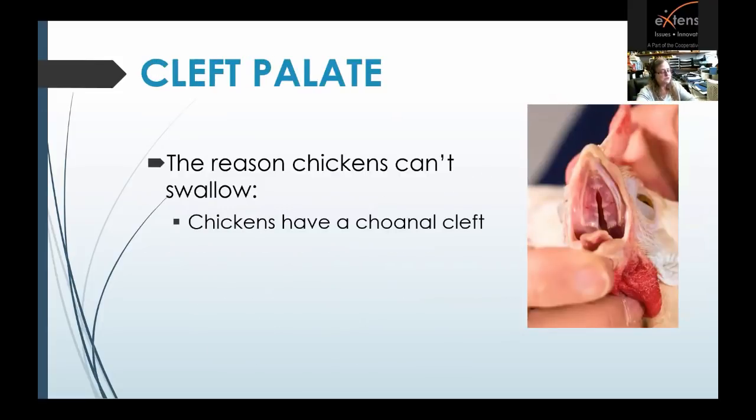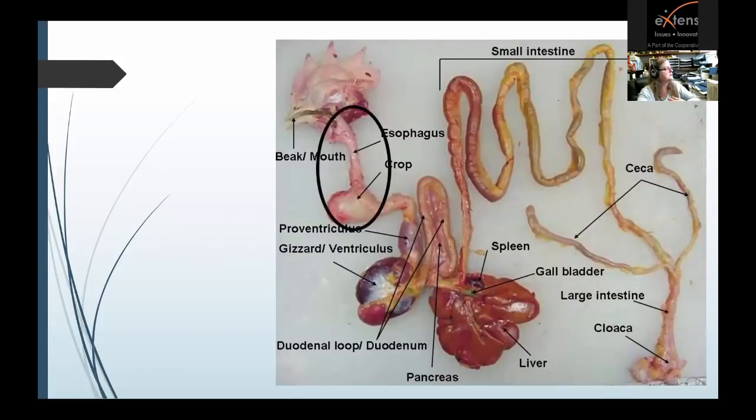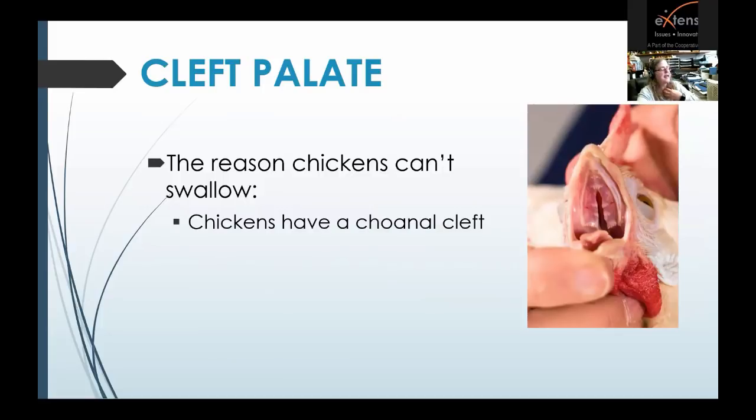Okay, when I said that chickens don't swallow their food, this is because chickens have a cleft palate. You can see the cleft palate here. I don't know if my arrow shows there, but this is the cleft palate. Because of the cleft palate, they cannot get a vacuum in their mouth, so that it can't swallow. If you watch a chicken drink, you'll see they dip their beak in the water and then lift their head in order to let the water flow down because they're not able to swallow.